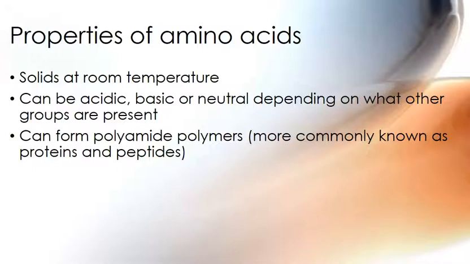Like I said, they can be acidic, they can be basic, they can be neutral, and they link together to form peptides or proteins. So a smallish number of amino acids joined together is usually called a peptide, and a large number is called a protein. These are linked together through amide bonds. So you could think of a peptide as effectively a polyamide polymer. Which is a bit interesting.